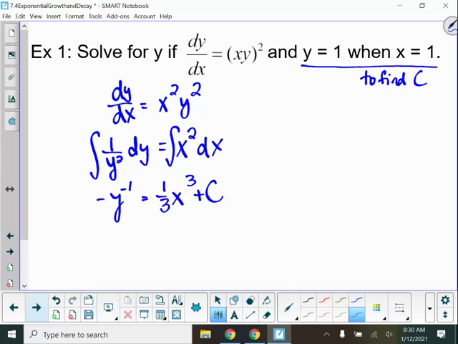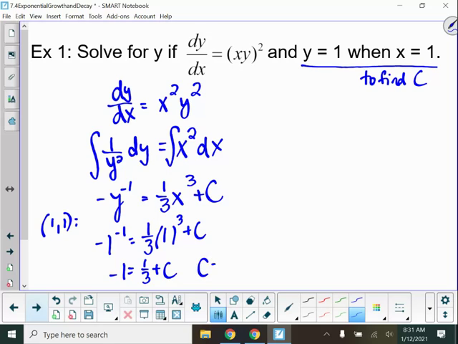Now, this is the spot where I would suggest plugging in the 1 for x and the 1 for y. That will allow us to find the c value. So we have negative 1 to the negative 1 power, which is going to be negative 1, equals 1/3 times 1 cubed. So I have negative 1 equals 1/3 plus c, which means c is negative 4/3. So now I'm going to come back to this step here.